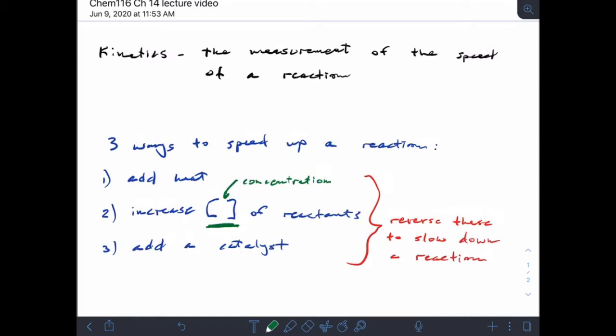Now, if you want to slow something down, all you have to do is reverse any of these three processes. If you cool something down, you're going to slow the reaction down. If you decrease the concentration of reactants, that slows things down. If you remove some catalyst, you're going to slow things down. Okay? So let's get into an example and start talking about how we can phrase and do calculations about reaction rates.